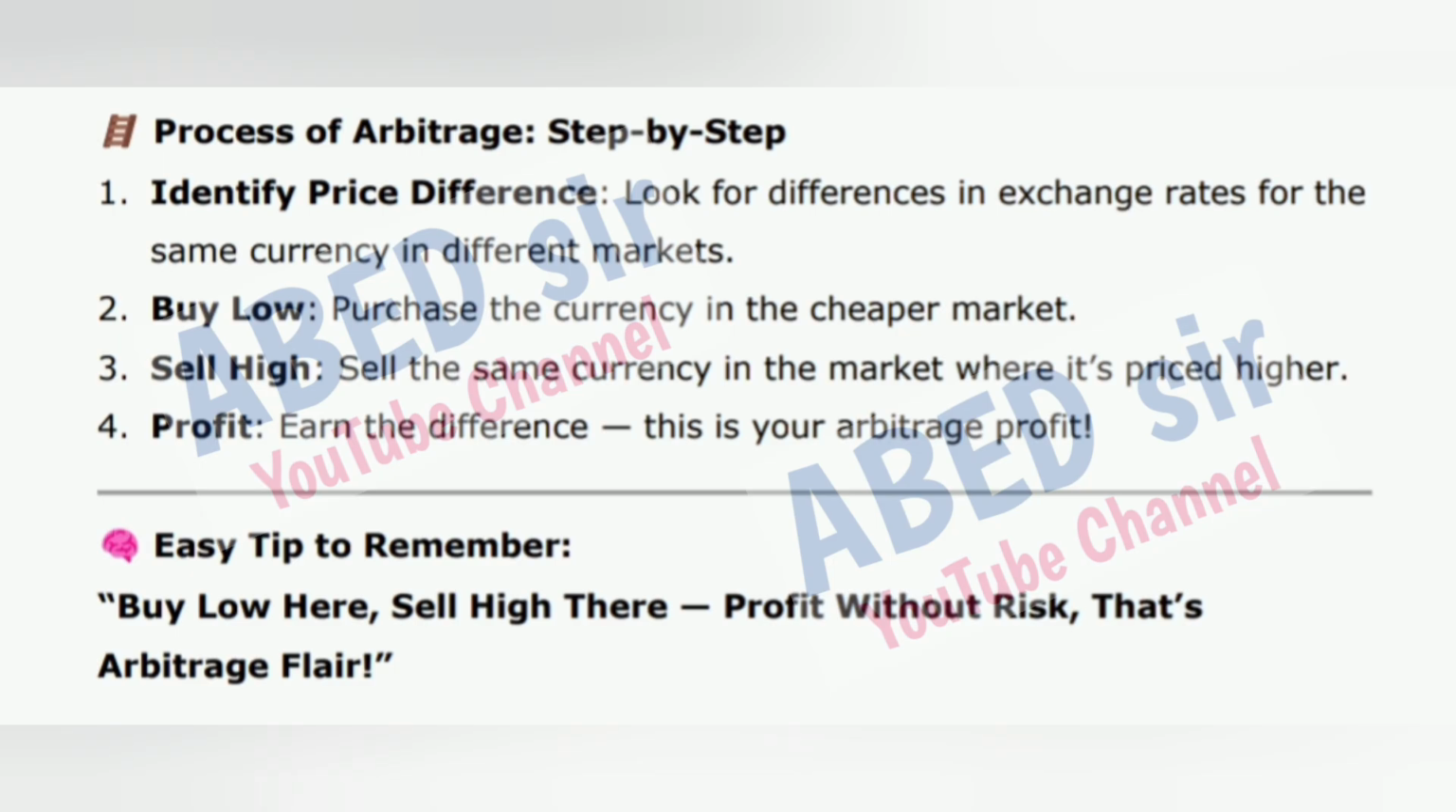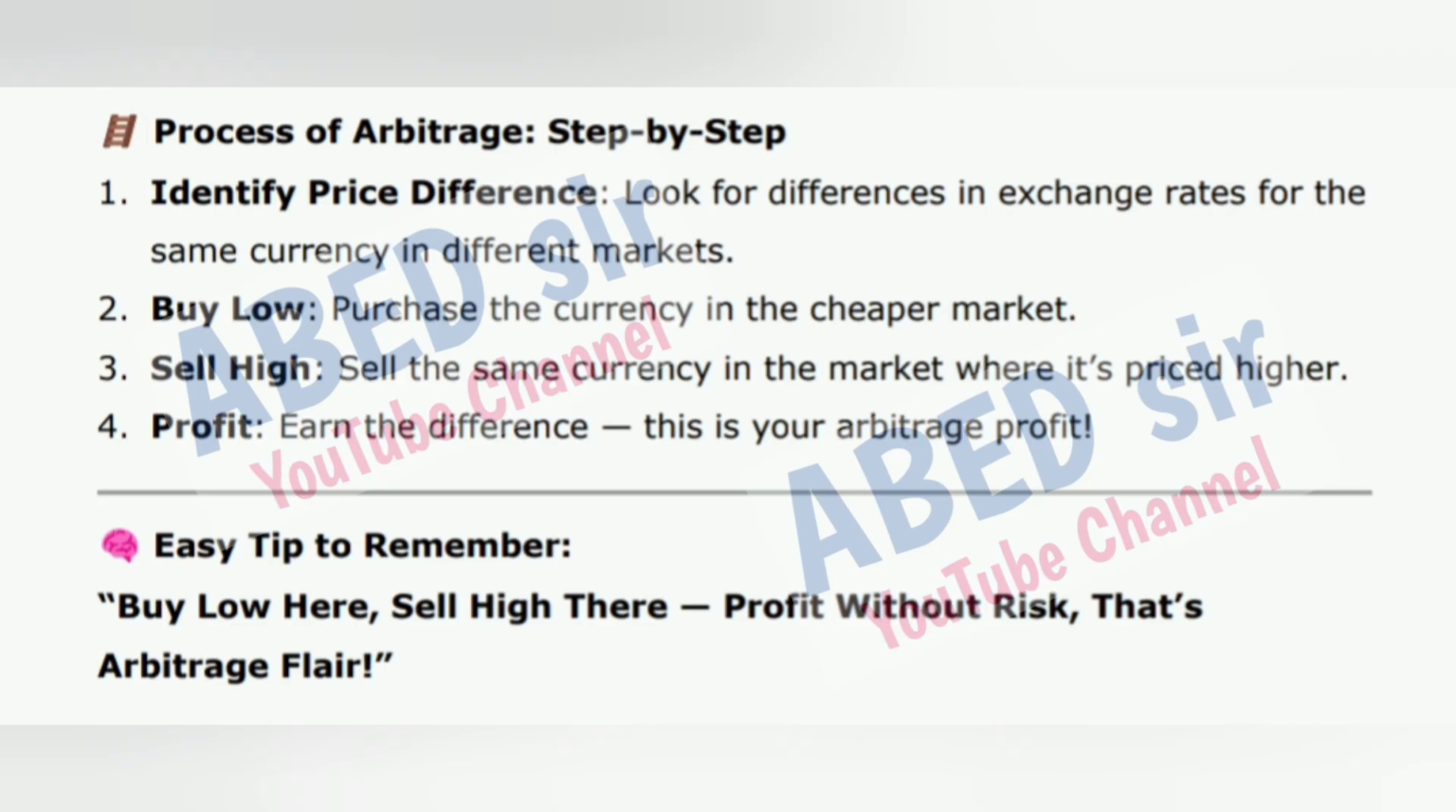1. Identify price difference. Look for differences in exchange rates for the same currency in different markets. 2. Buy low. Purchase the currency in the cheaper market. 3. Sell high. Sell the same currency in the market where it's priced higher. 4. Profit. Earn the difference. This is your arbitrage profit. Easy tip to remember: buy low here, sell high there, profit without risk.